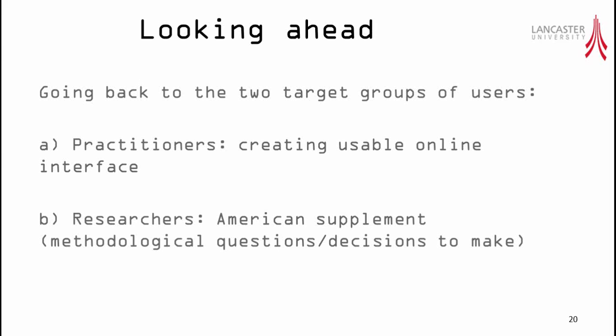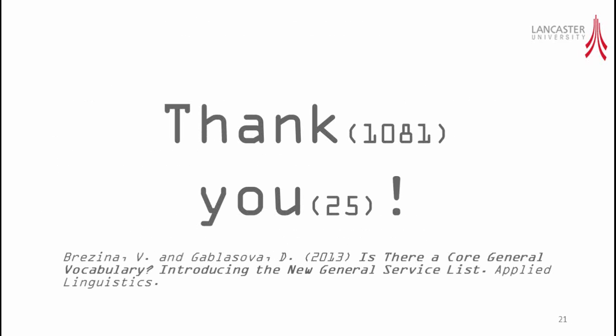It is important to say that the new general service list, as is published, is fairly stable across different varieties of English, and there are only a small number of differences when we look at American English, for example. That's all. Thank you very much for your attention, and if you wonder what the numbers are, these are the ranks of these two items, thang and you, in the new general service list.